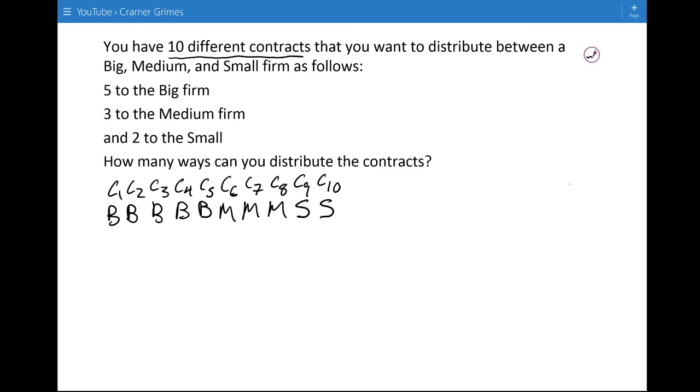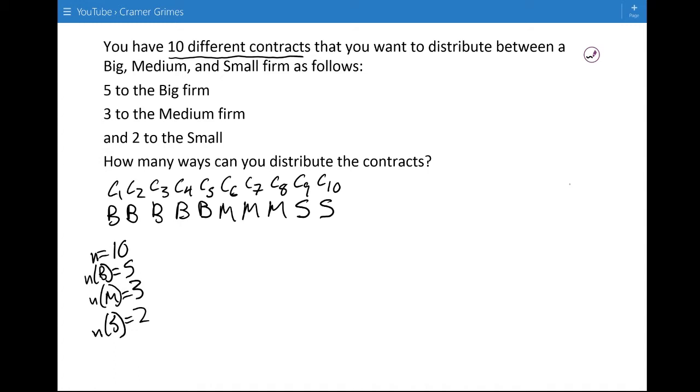Okay? When I view it this way, this is just a distinguishable word, and if I'm looking at a particular distinguishable word, it tells me where to send the first contract, where to send the fourth, and so on and so forth, based off of the arrangements of the letters in our word. So here we had 10 distinguishable contracts. I wanted to send 5 to my big firm, 3 to my medium firm, and then 2 to my small firm.